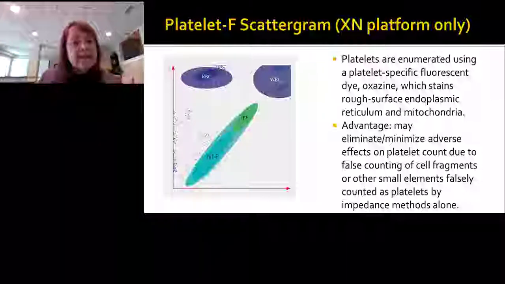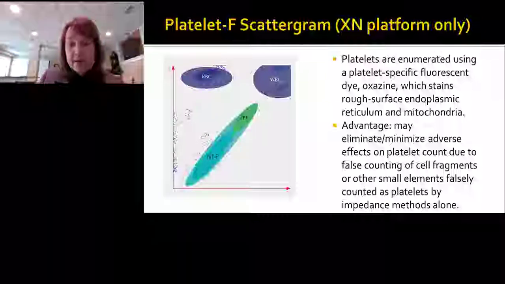And by this type of algorithm, this type of separation, we find that we get even better separation between red cells and platelets under those pathologic conditions. And we will see a few case studies as we progress.